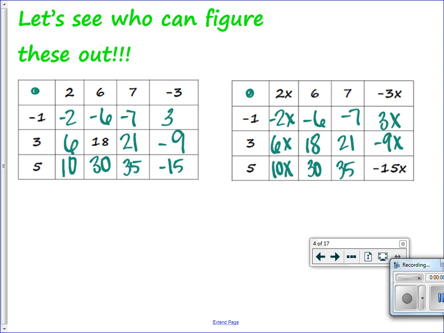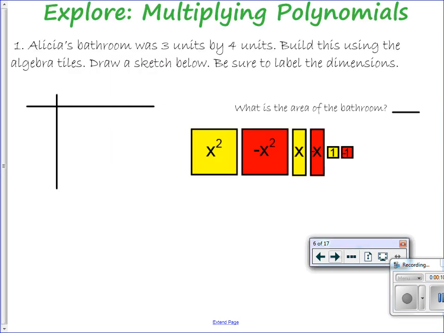Our polynomials today, it's going to be the same idea where we model something along the top and do something along the side, and then our product is going to be inside. So on your notes, we're going to do a basic problem that I think no one needs pictures for. You don't need to do the picture or do your algebra for this one. But a bathroom is 3 units by 4 units. If we build that with algebra, how would I construct something?